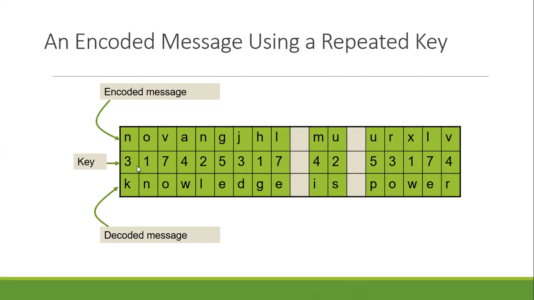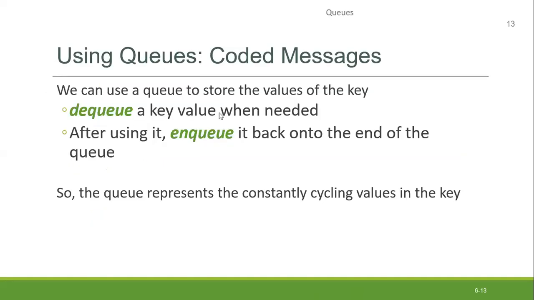But if you use the key 317425, again 317425, again 317425, you see the key is repeating itself until the message ends. And if you use the key, then the message becomes knowledge is power. So we actually use a queue here. First we EQ the key, and after using the key, we dequeue and again EQ it back.